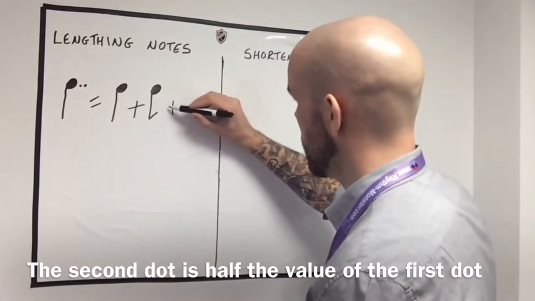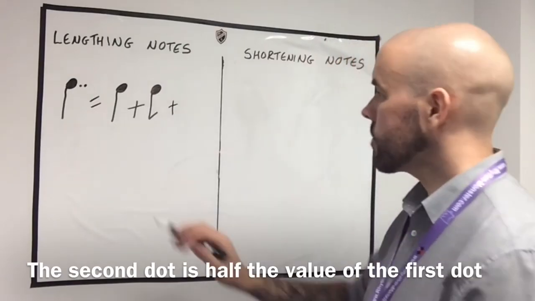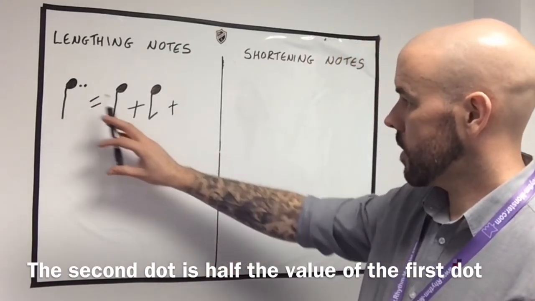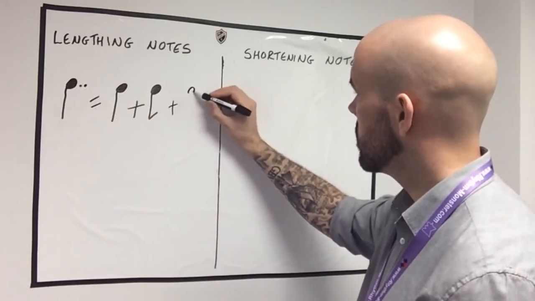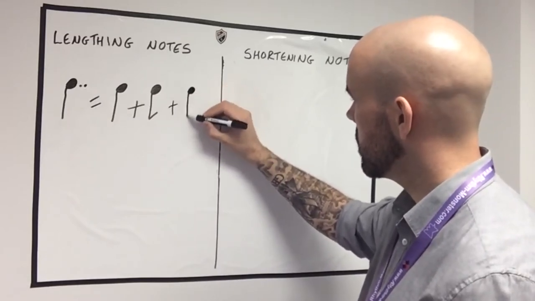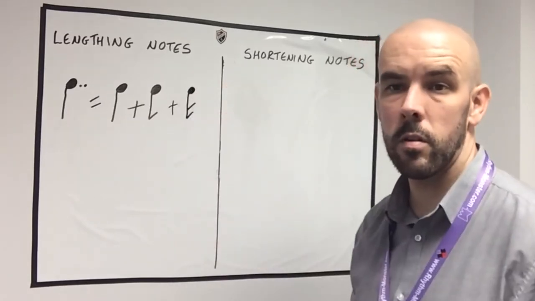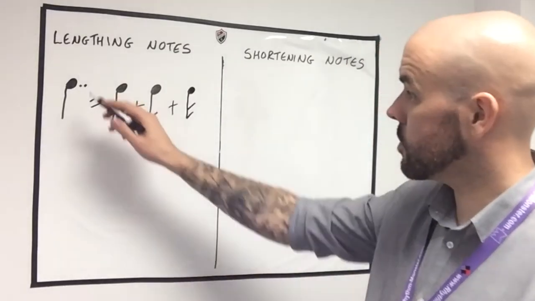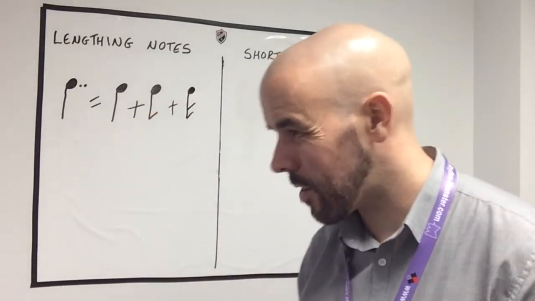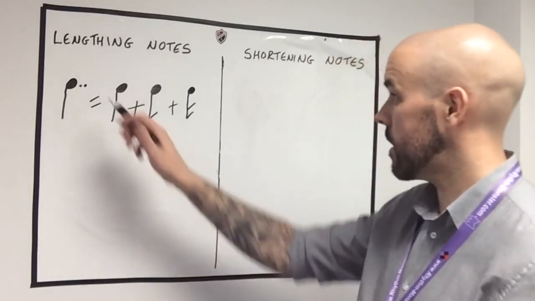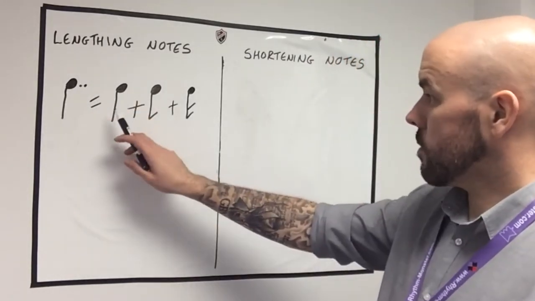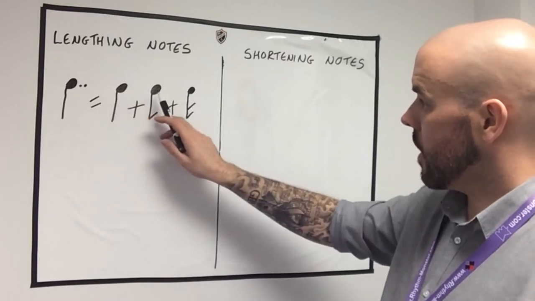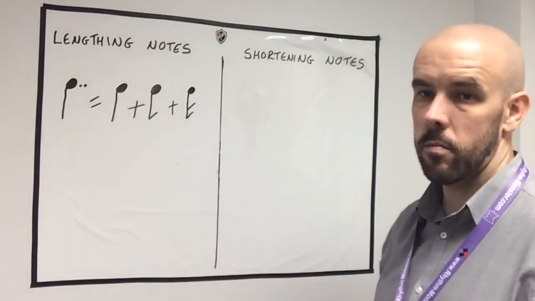Okay, so we need to do another add sign. So we know the first dot was a quaver. Second dot is a semi-quaver. So if you ever see, and in drumming we very rarely see a double dotted note, you know that it's equal to a crotchet, half of which is a quaver, half again, semi-quaver.